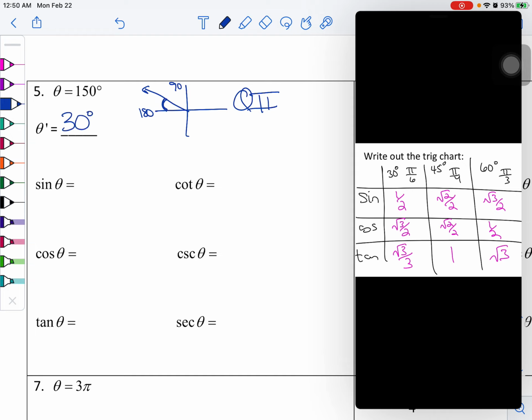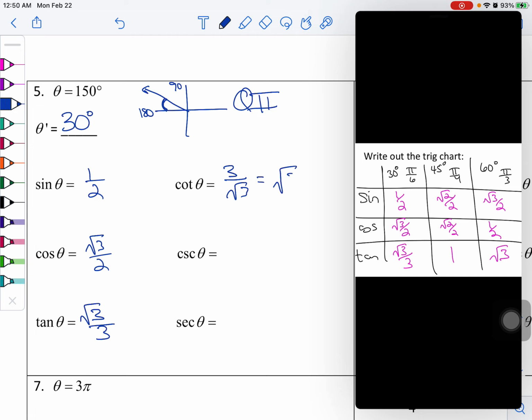Now the question is, how close am I to the x-axis? And the answer is I am 30 degrees away. So using 30 degrees, which is right here on my trig chart, I can fill in sine, cosine, and tangent. So sine is going to be 1/2, cosine is going to be root 3 over 2, and tangent is root 3 over 3. Now using those three, I'm going to find my reciprocal 3.